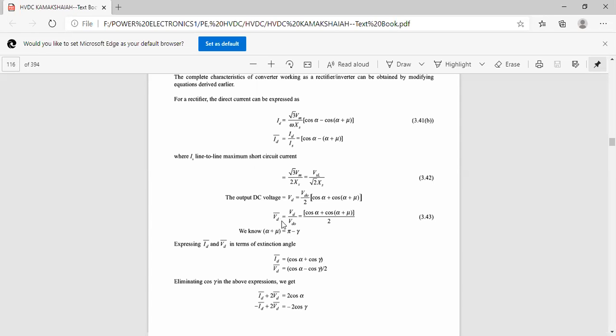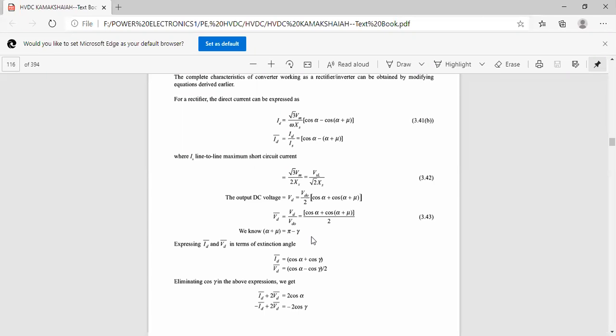Now come to the second equation, Vd bar. Vd bar is equal to cos alpha plus cos of pi minus gamma, that will be minus cos gamma, divided by 2. Let it be equation 3 and equation 4. If you want to write in your notes, you can represent the equations in your notes. Now this is equation 1, equation 2, equation 3, equation 4. Note down this one as the condition: alpha plus mu is equal to pi minus gamma.